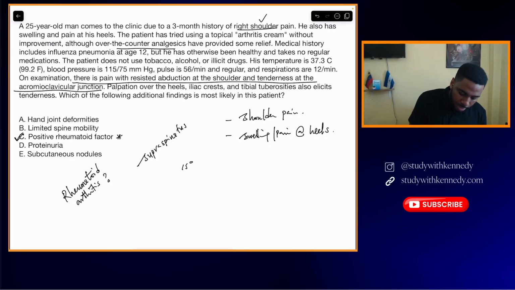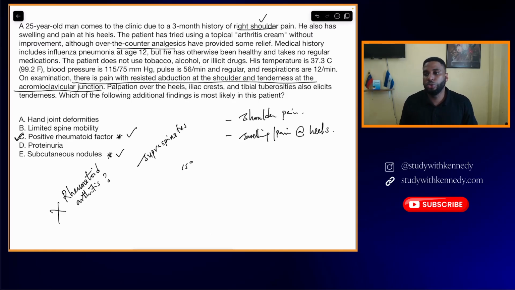Why should you pick positive rheumatoid factor but not subcutaneous nodules? That should make the alarm bells go off. Maybe rheumatoid arthritis is wrong, because in rheumatoid arthritis, yes, you could have positive rheumatoid factor, and yes, you could also have subcutaneous nodules. So when you see two options like this, it means you probably shouldn't pick either of them as the answer, except in special cases, of course. So that rules out option C and option D.